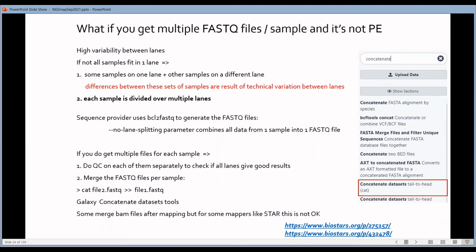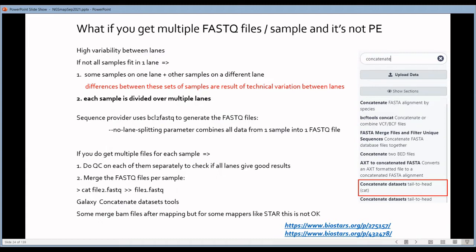So a few times I had the following question: people who got multiple FASTQ files per sample without having paired end data. You know that when you have paired end data, it's normal to have two FASTQ files per sample, one with the forward reads and one with the reverse reads. Now, what if that's not the case and you still have multiple FASTQ files per sample?